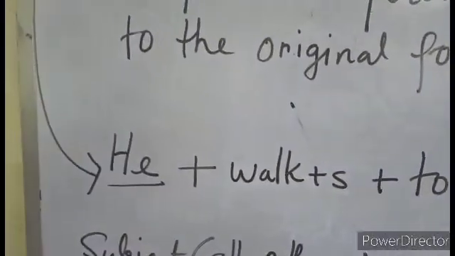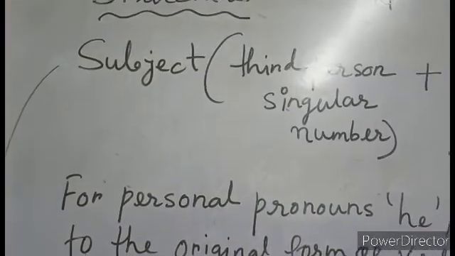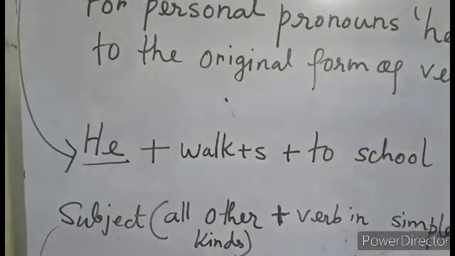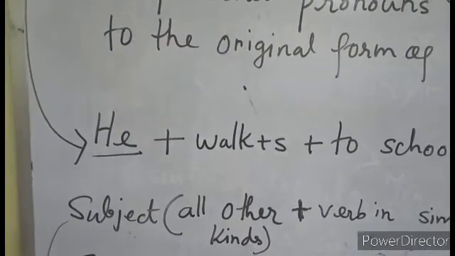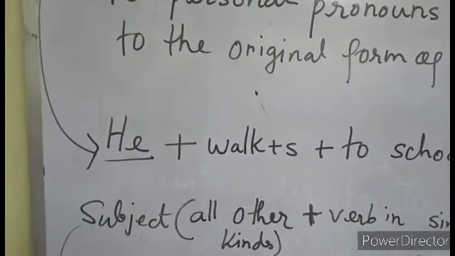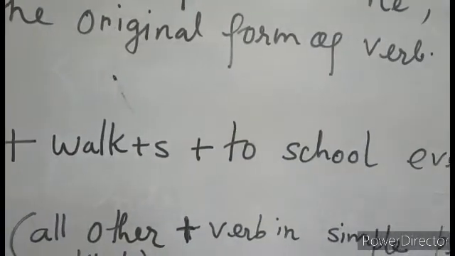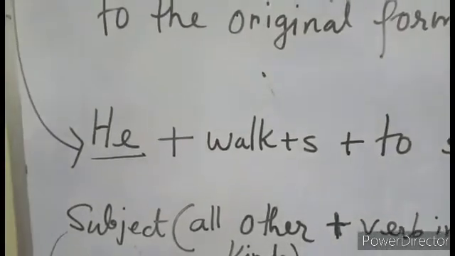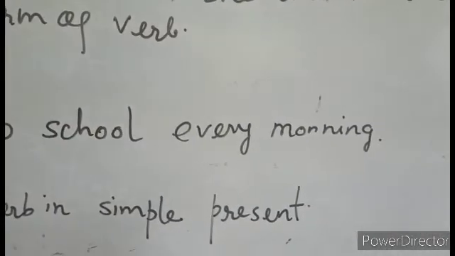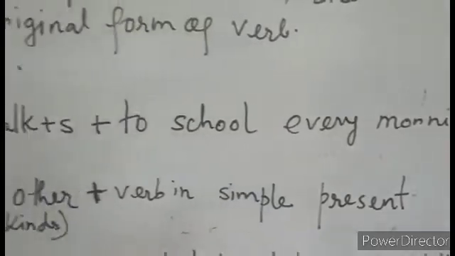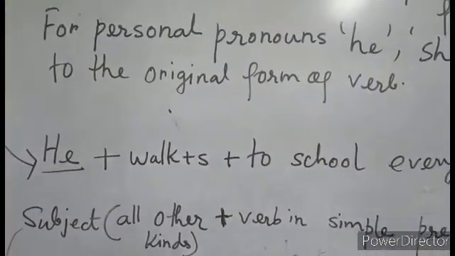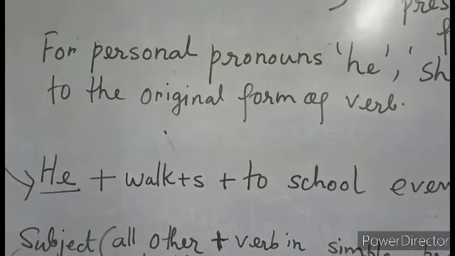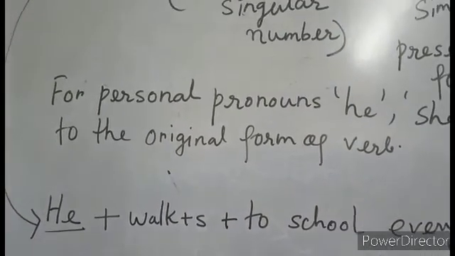Let's take an example. Following the structure, if it is third person singular number like he, she, it, first the subject, then the main verb, walk. I have added s here. So, he walks, then the rest of the sentence, to school every morning. In this way we can write a sentence in simple present tense if the subject is third person singular number.